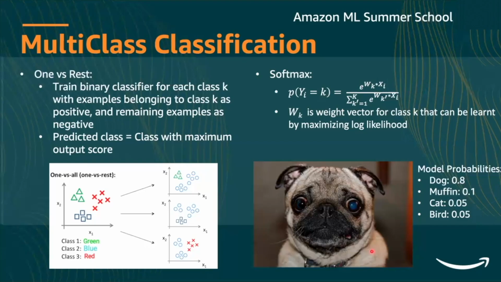Let's take the image of a dog and pass it to a softmax classifier. The softmax classifier will give you probabilities: dog with probability 0.8, muffin 0.1, cat 0.05, and bird 0.05. So you'll have a w_k for each class: a w for dog, a different w for muffin, a different w for cat, and a different w for bird.